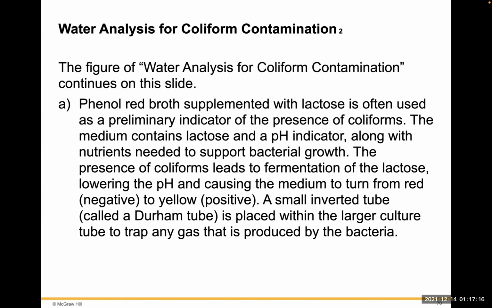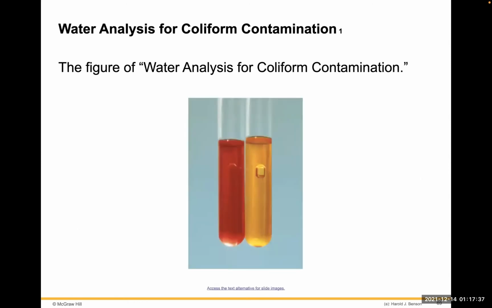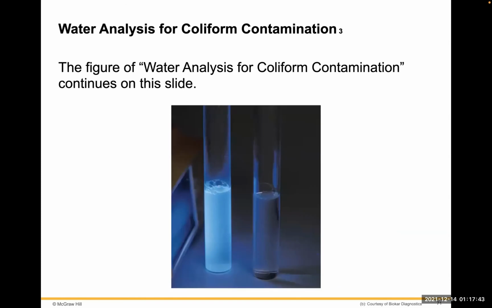So the presence of coliforms leads to the fermentation of the lactose, lowers the pH, gets it more acidic, and causes the medium to turn from red, which is a negative test, to yellow, which is a positive test, which means bacteria are present. A small inverted tube called a Durham tube is placed within a larger culture to trap any gas that is produced. If you go back and look, you see there's a small test tube inside the bigger tube. That's going to trap any gas. And there you can see it.